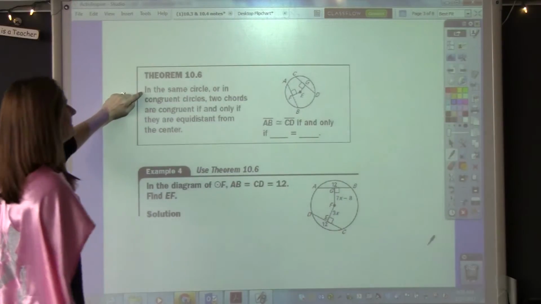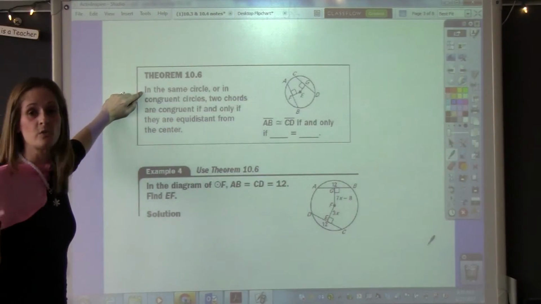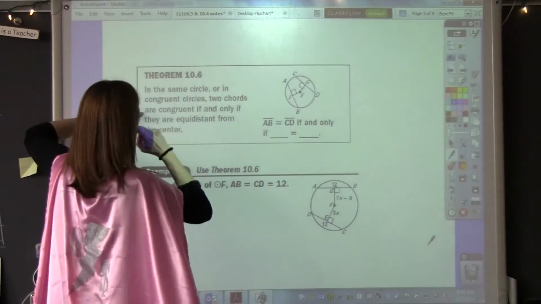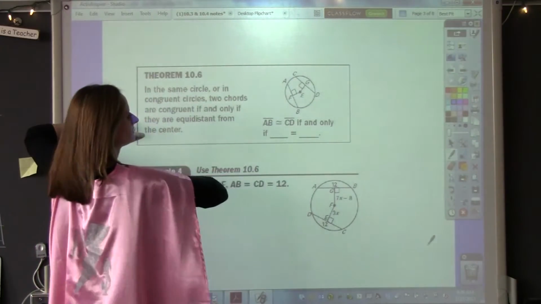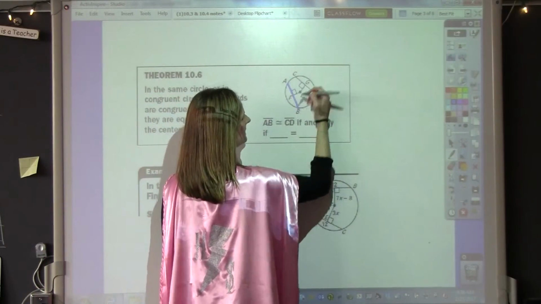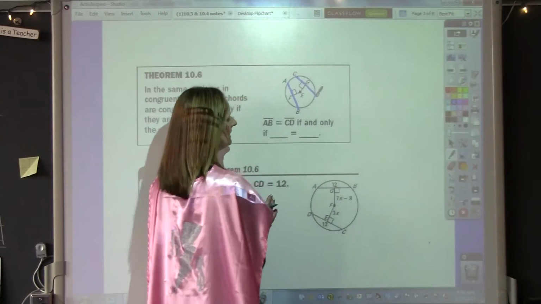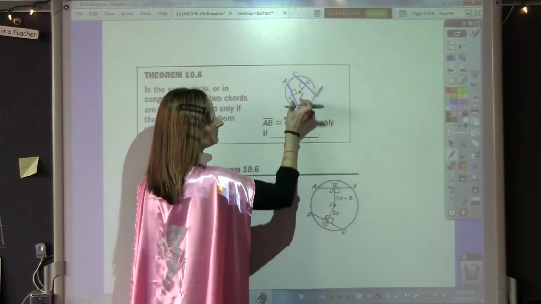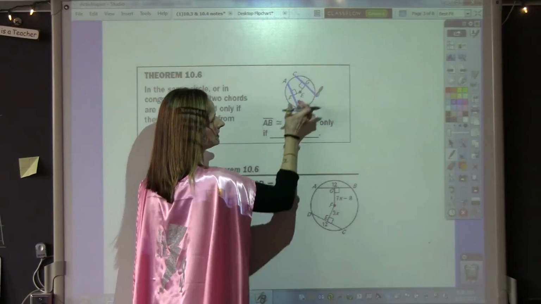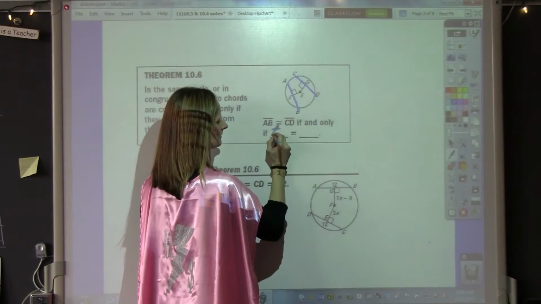All right. In the same circle or in congruent circles, two chords are congruent if and only if they are equidistant from the center. So AB is congruent to CD if and only if they're equidistant from the center. So how should I say that? FE is equal to EG.